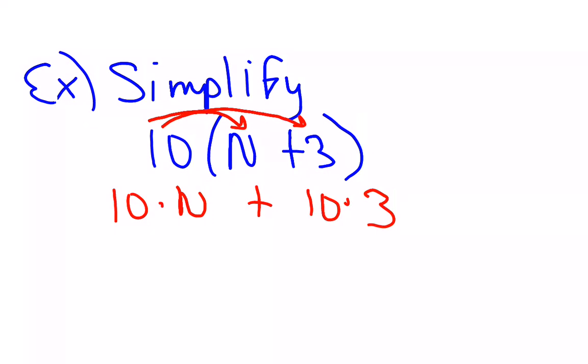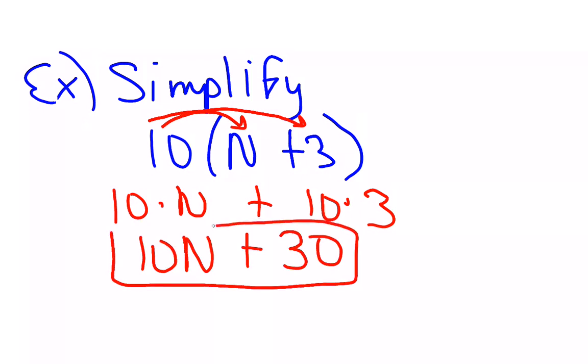So now we want to simplify. 10 times n is 10n, and 10 times 3 is 30, and that's as good as it gets.